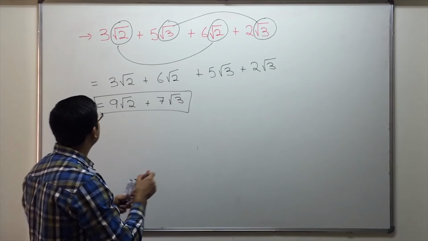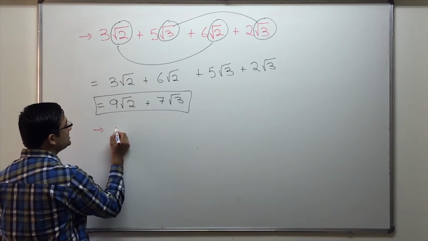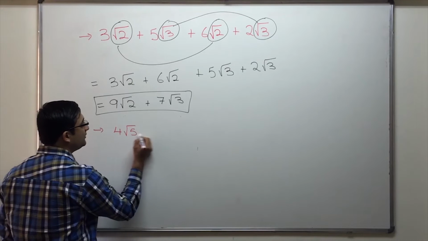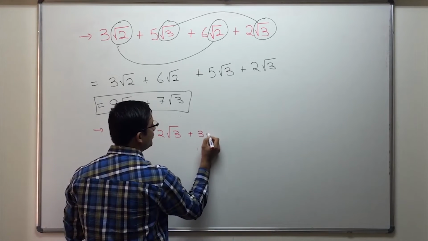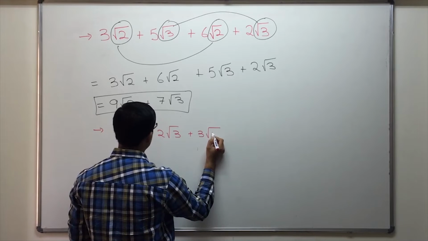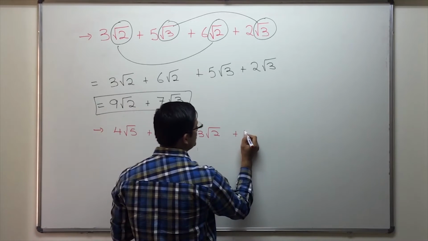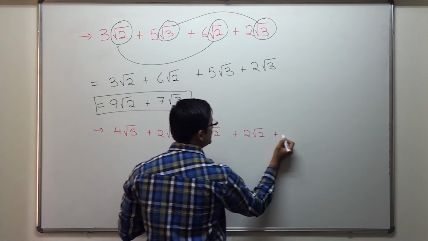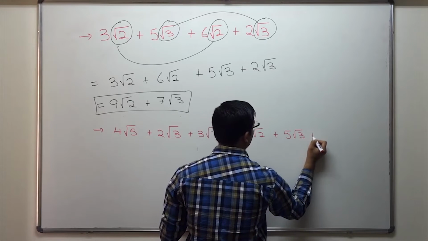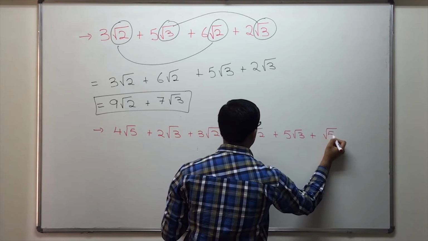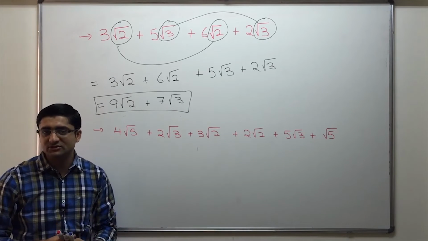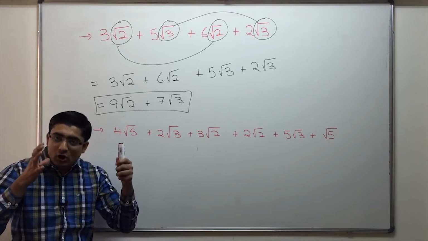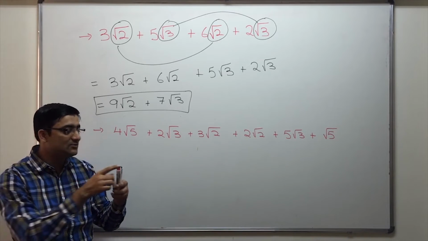Let me take another example to make this very clear. Let's say we have 4 root 5 plus 2 root 3 plus 3 root 2 plus 2 root 2 plus 5 root 3 plus root 5. This is what we have. So we want to add these irrational numbers. So what is the first step? Bring all those irrational numbers together which have the same square root part.